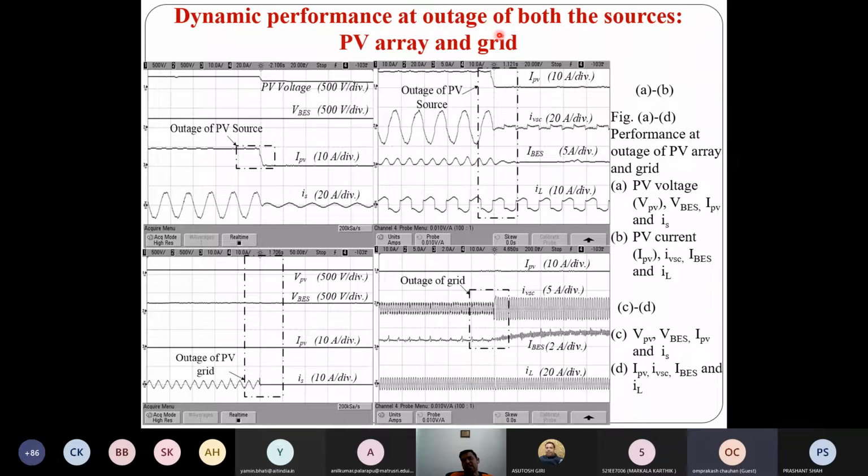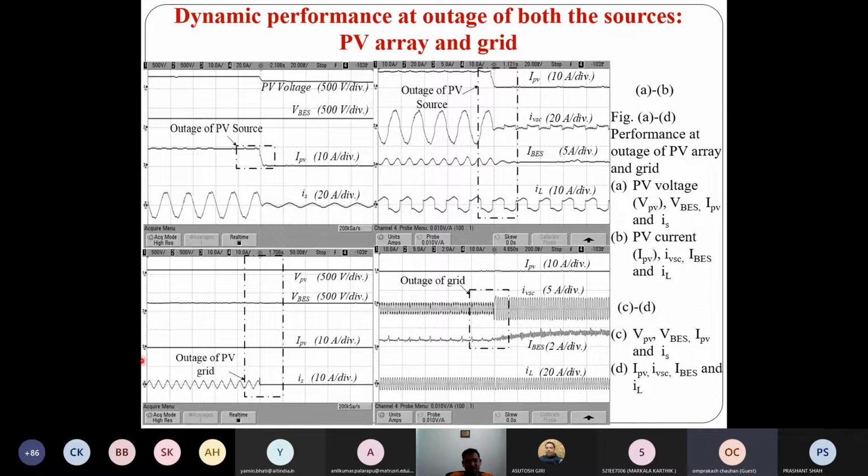Dynamic performance at outage of both the sources: PV source is not there, and then grid is not there. In case of outage of the PV source, there is a reversal in the grid current, and the magnitude of the grid current is also reduced because the PV array power is not available. Only the load is there, and that amount of power will be drawn from the grid.